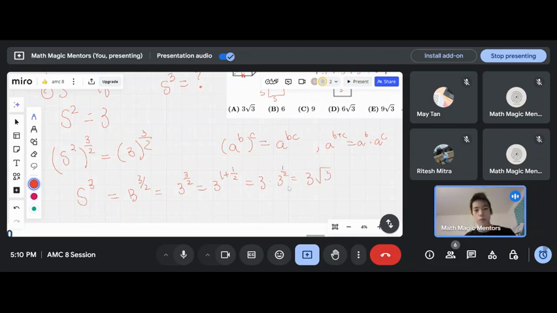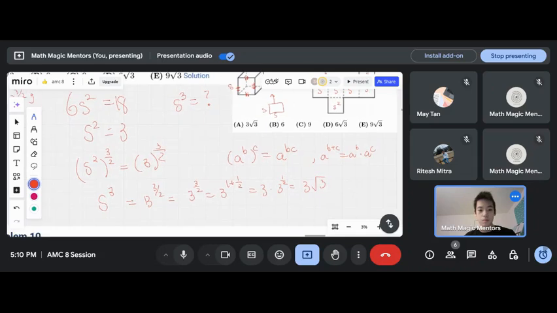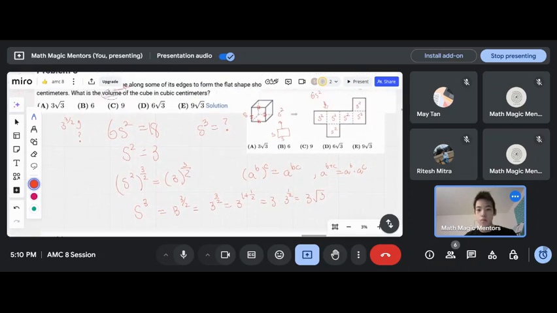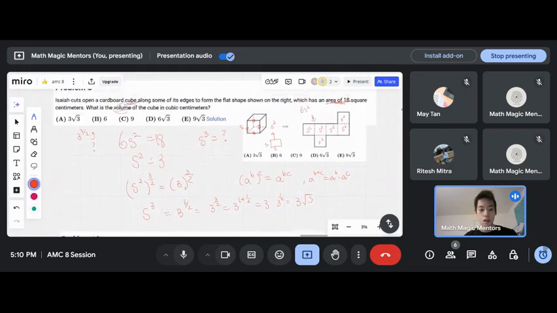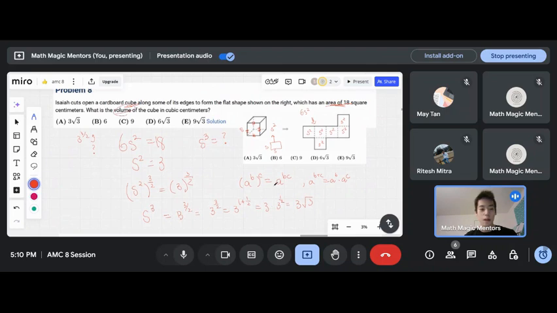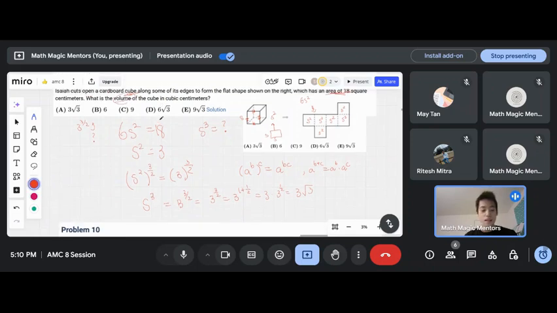And I believe that someone in the chat said something different. Correct me if I'm wrong, by the way. I'm just checking because someone in the chat got something different. And so s cubed is 3 square root 3, and so what I got is A.